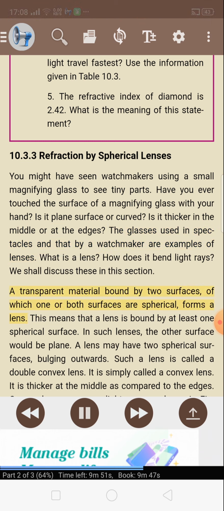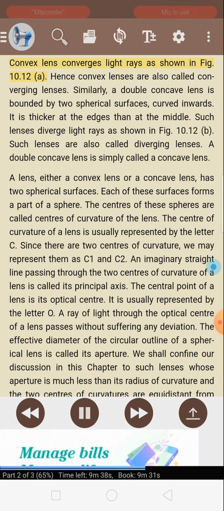A transparent material bound by two surfaces, of which one or both surfaces are spherical, forms a lens. This means that a lens is bound by at least one spherical surface. In such lenses, the other surface would be plane. A lens may have two spherical surfaces bulging outwards. Such a lens is called a double convex lens. It is simply called a convex lens. It is thicker at the middle as compared to the edges. A convex lens converges light rays as shown in figure 10.12a. Hence, convex lenses are also called converging lenses.